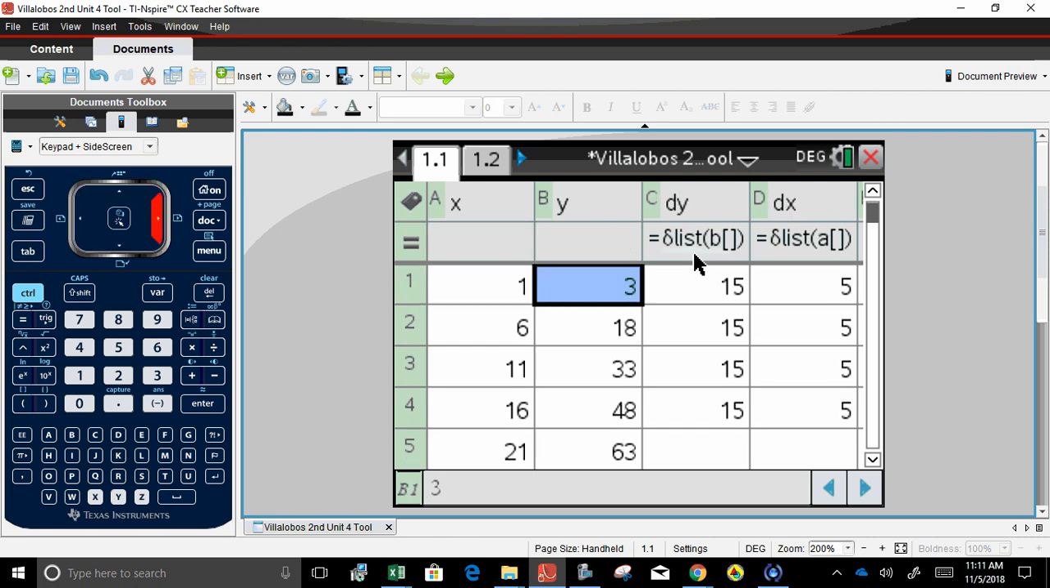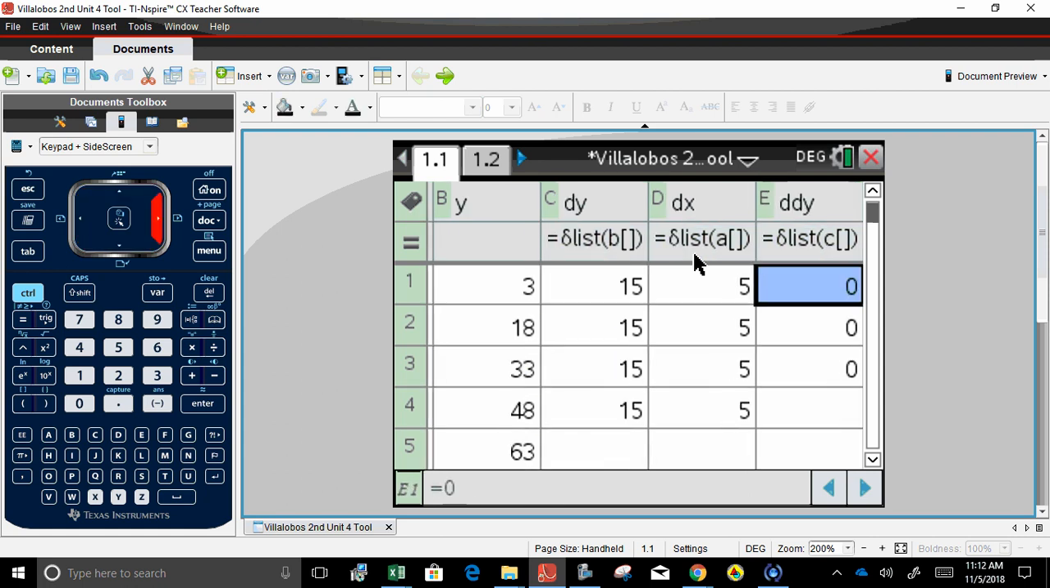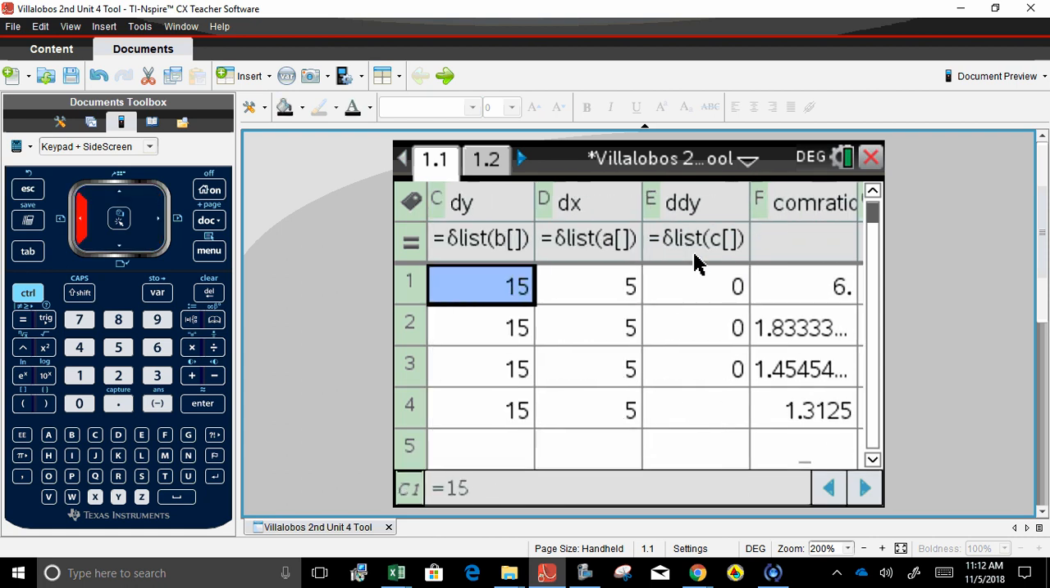3 times 1, 3. 3 times 6. Oh wow. That was too easy. So one more to do. Right? Give me the data for table C.